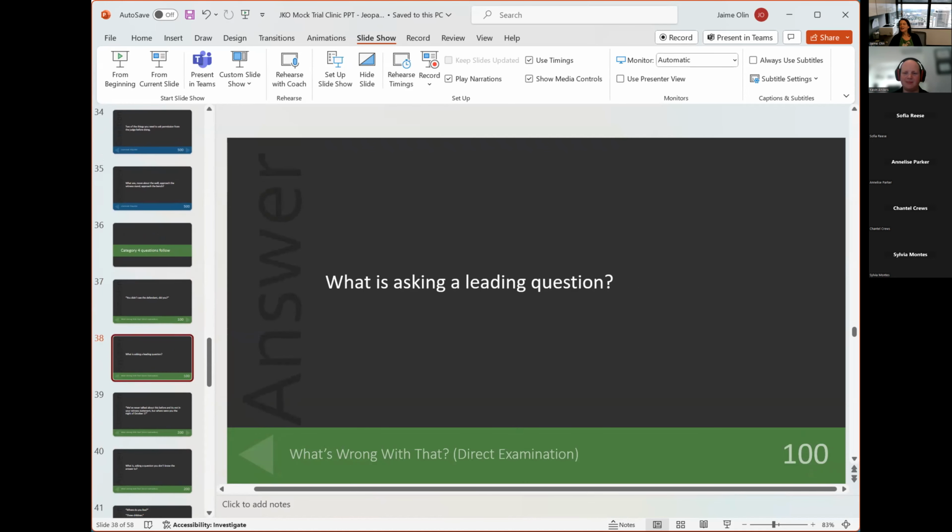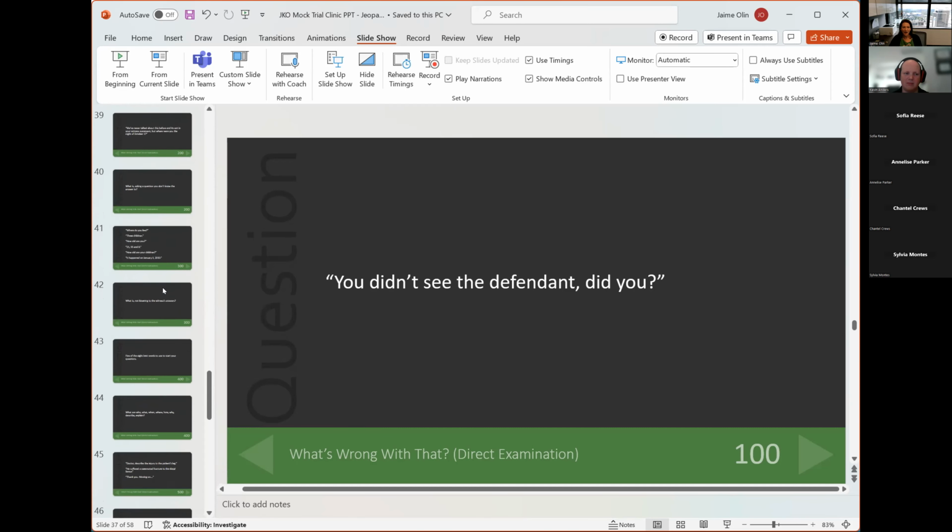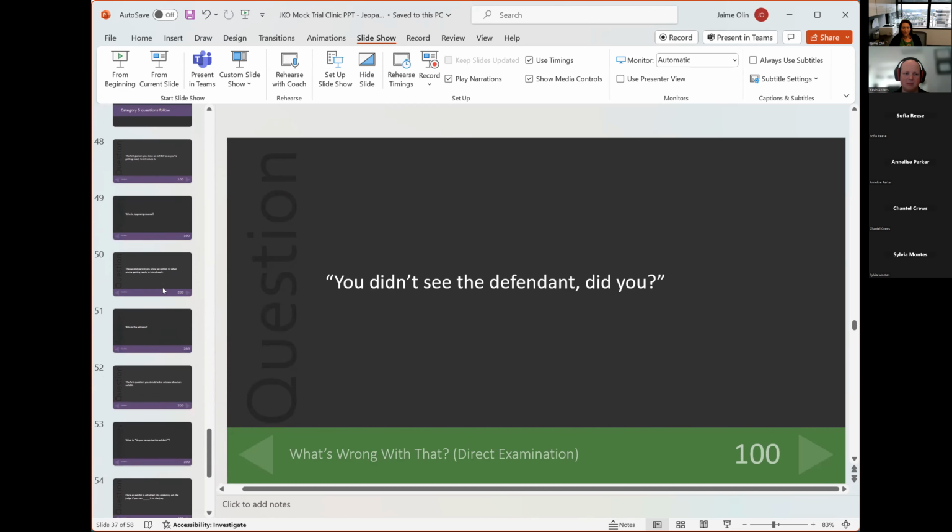Yes. Is it leading? It is. Asking a leading question on direct is a no-no. So this type of question should draw the objection, object to leading. If you're on cross-examination, there might be other objections depending on the context, but asking a leading question on cross is fine in that circumstance. All right, are there any questions so far?